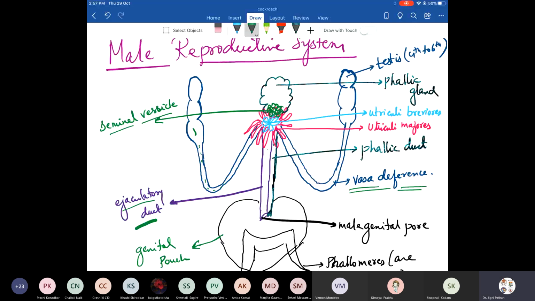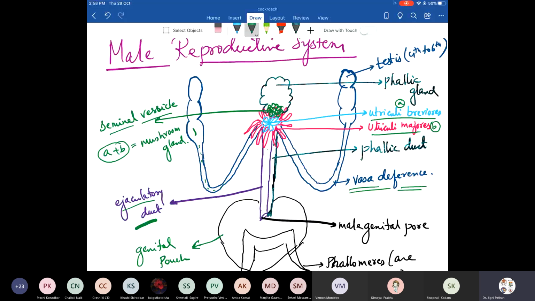Then there's a gland associated with the seminal vesicle. That gland is called mushroom gland. This is A part of a mushroom, this is B part of a mushroom, so A plus B together is equal to mushroom gland. It has two tubules, utriculi brevoris and utriculi majoris. Utriculi majoris is the bigger one, utriculi brevoris is the smaller one. The secretion of the glands helps in nourishing the sperms.